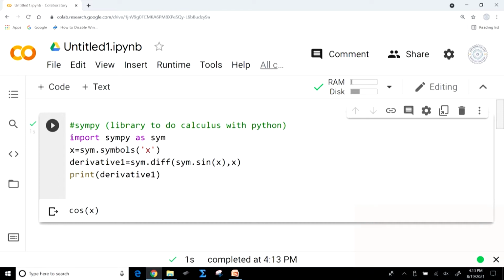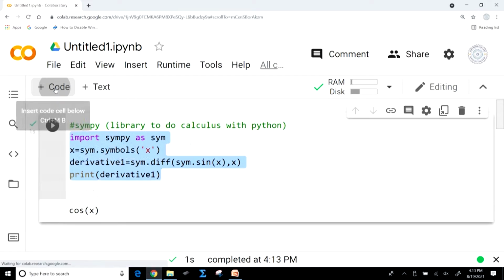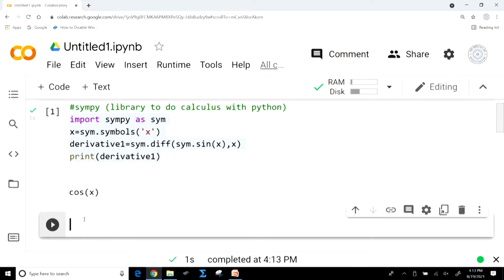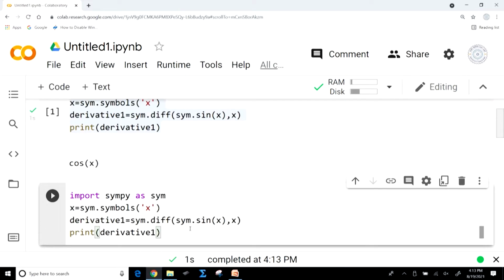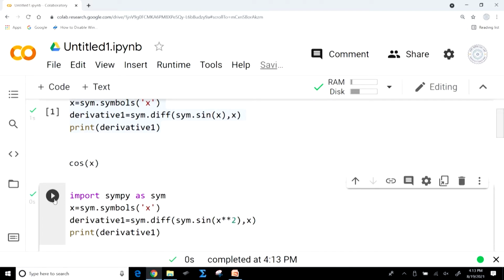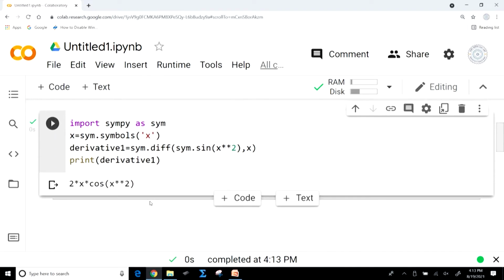Now, suppose you want to find out the derivative of some other function. You can add some code here, simply Ctrl+V. Suppose you find the derivative of sin x square, for example. So, it is sin x square. You can simply run the code, and the derivative comes out to be 2x cos x square.